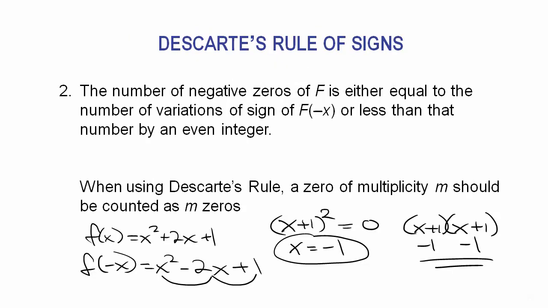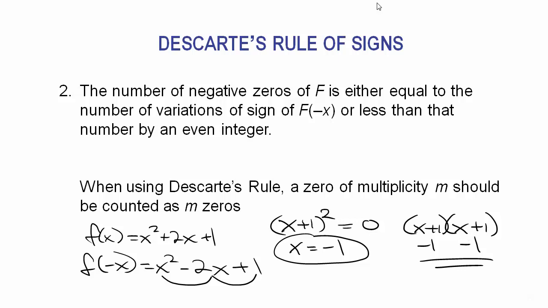We can also check how many negative zeros we have in our function by taking our function, evaluating it at negative x, and then redoing the same rule. So let's say this was our original function, x squared plus 2x plus 1. Nice, simple function. We know that function has two zeros because it is actually x plus 1 squared. If we set that equal to 0, x equals negative 1 works. This thing factors out as x plus 1 times x plus 1.